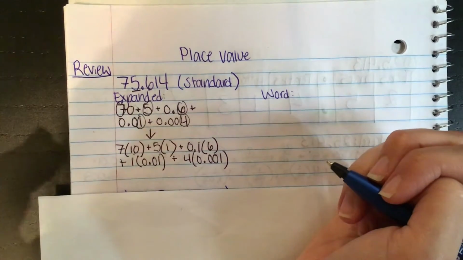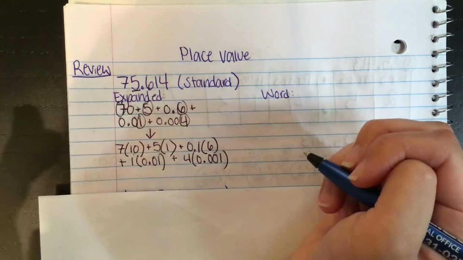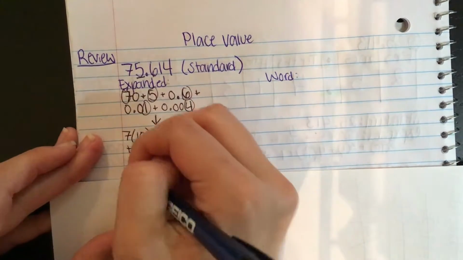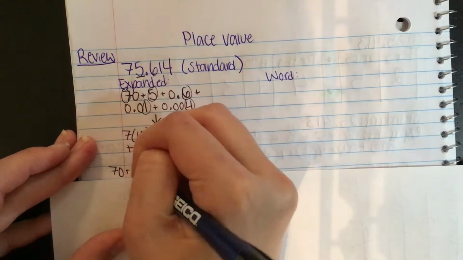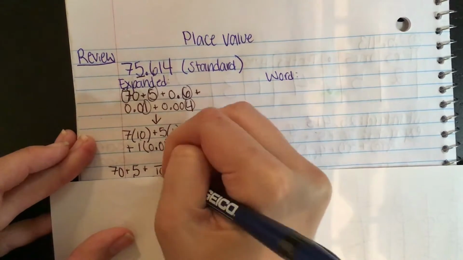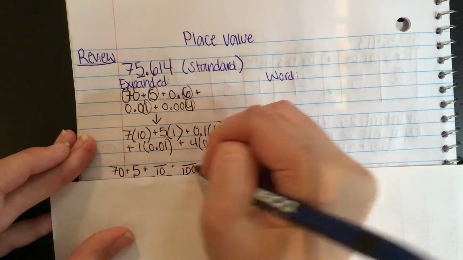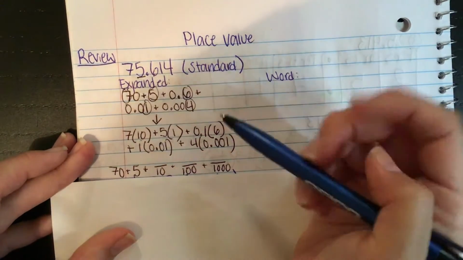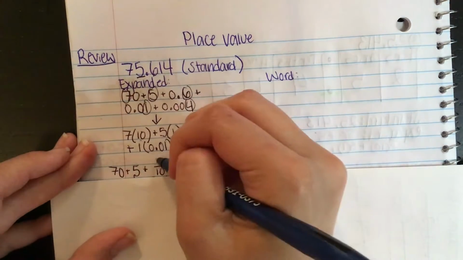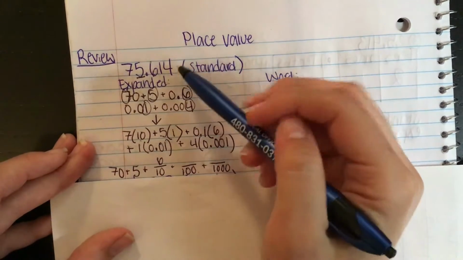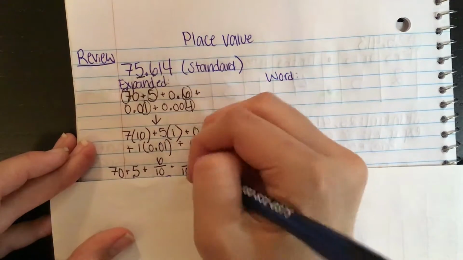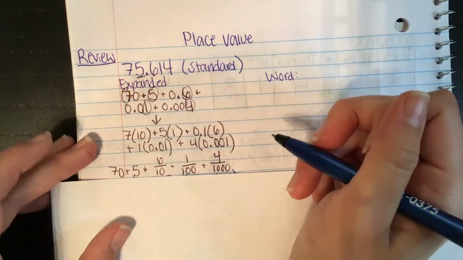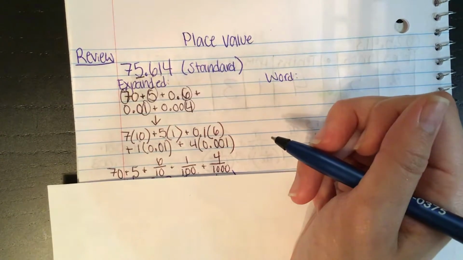Alrighty. If you prefer fractions, your expanded form would look really similar. We have 70 plus 5 plus something over 10 plus something over 100 plus something over 1,000. So in the tenths place we had a 6. In the hundredths place we had a 1, and in the thousandths place we had a 4. So those become fractions out of 10, 100, and 1,000.